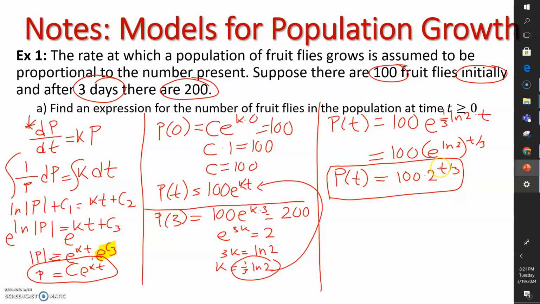So when I plug in 0, I get 100 times 2 to the 0 over 3, or 100 times 2 to the 0, which is 100 times 1. Whereas when I plug in 3 days, I get 100 times 2 to the 3 divided by 3, or 100 times 2 to the first power, which would be 200. And it's always good to stop and verify that your model works.